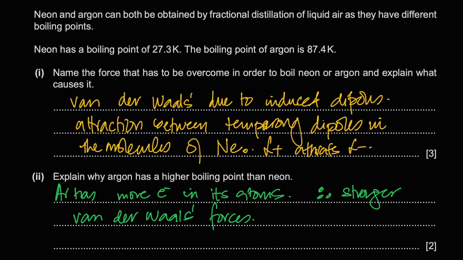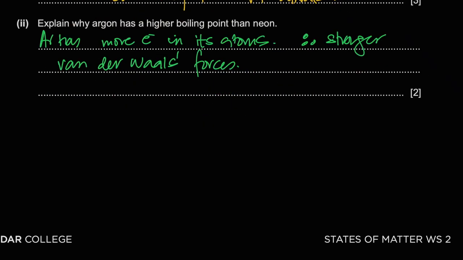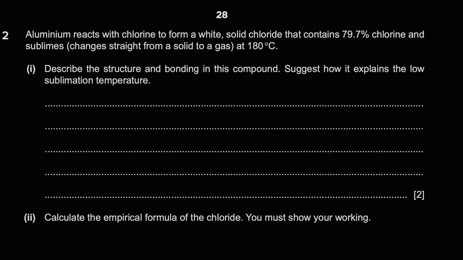Okay. I'm going to look at the next question also. This has many parts, and I can quickly answer them. The last part requires PV equals nRT, but that comes as part of bigger questions, so let's solve this. In this case, aluminum reacts with chlorine to form a white solid chloride that contains 79.7% chlorine and sublimes, which means changes straight from solid to gas, at only 180 degrees centigrade.